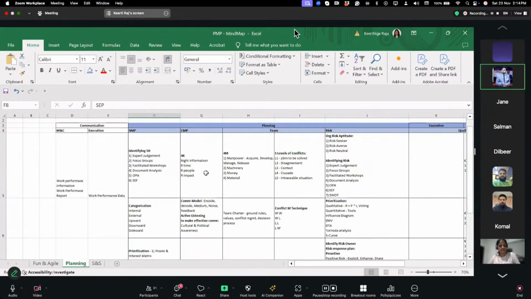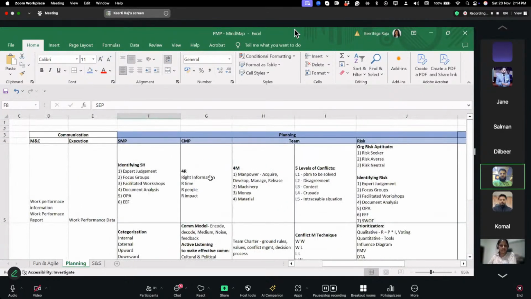Okay. So the communication management plan is an essential part of project management. It basically tells us what kind of information is required to be provided, to whom, how the information would be collected, and what level of detail of information is to be provided. So it mainly consists of 4 R's: the right information to be provided at the right time to the right people to have the right impact.